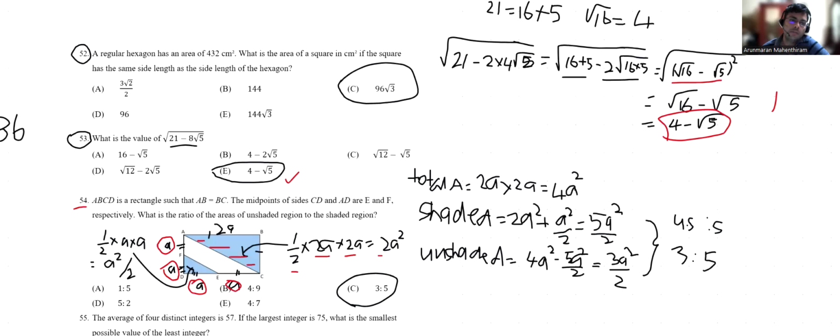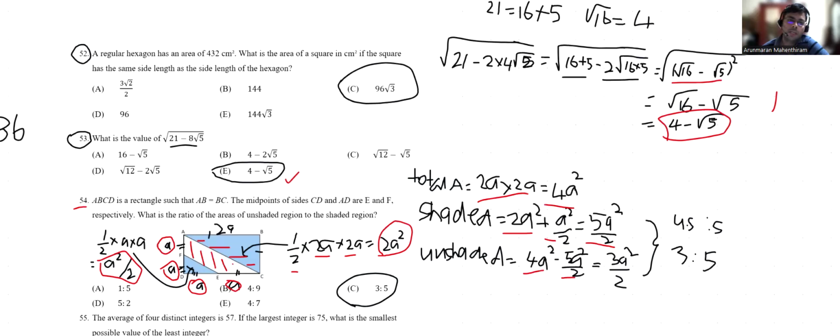Similarly, the area of the small triangle DEF is half into A squared, which is A squared by 2. So the total shaded area is 2A squared plus A squared by 2, that is 5A squared by 2. In order to find the unshaded area, I find the total area of this rectangle. It's 2A into 2A, which is equal to 4A squared. Unshaded area is given by total area minus shaded area. That subtraction gives the area of this portion, which is equal to 3A squared by 2.